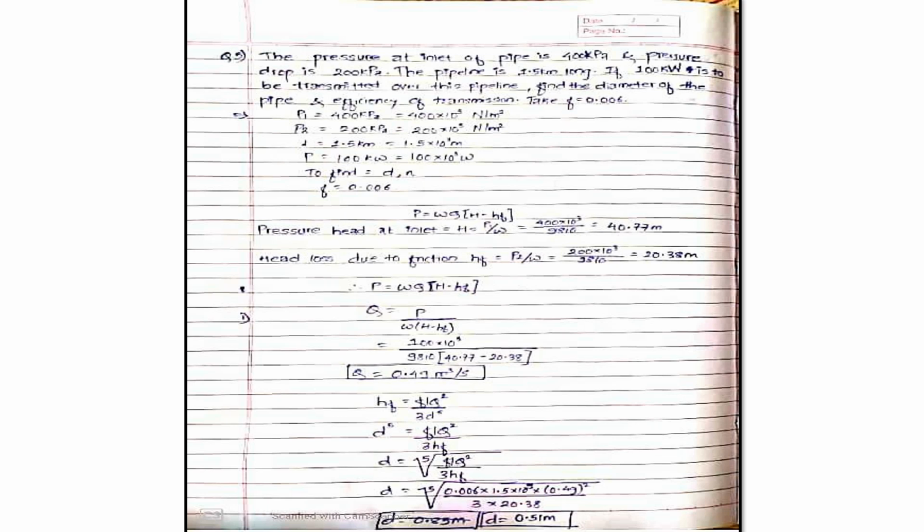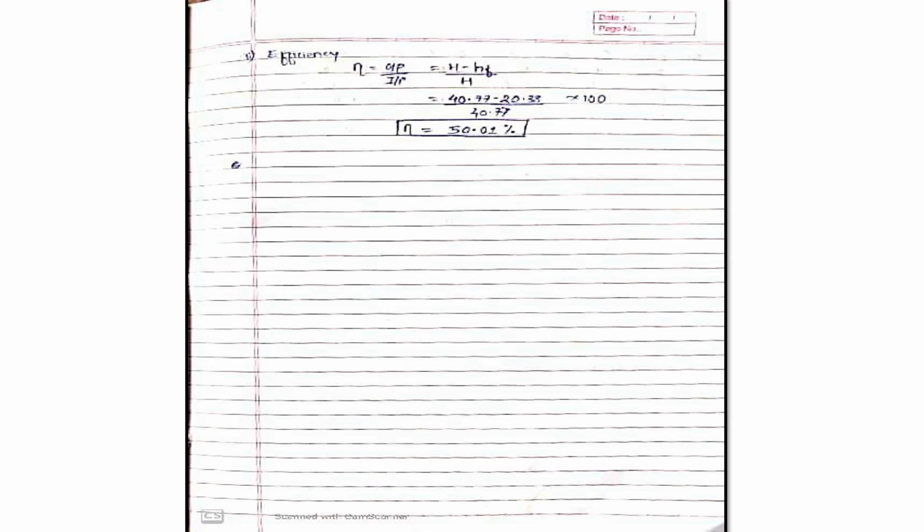By using that equation, HF is equal to FL Q square divided by 3D raised to 5. This is another equation where D raised to 5 is equal to FL Q square divided by 3 into HF. Therefore, D is equal to the fifth root of FL Q square divided by 3HF. Substitute the value F 0.006, L 1.5 into 10 raised to 3, Q 0.49 square divided by 3, and HF is 20.38, and the diameter is to be found here. Fifth root you have to consider, and it is about 0.51 meter. This is the diameter.